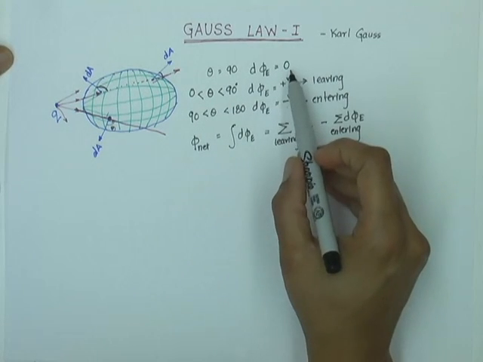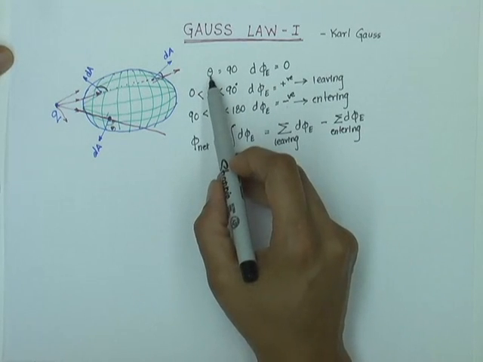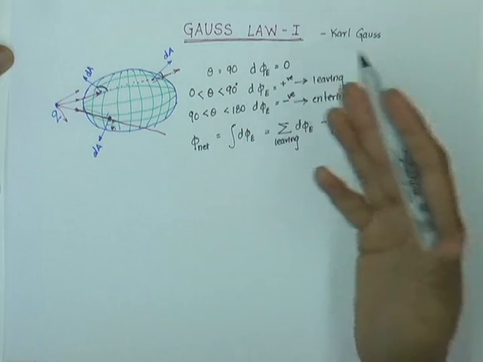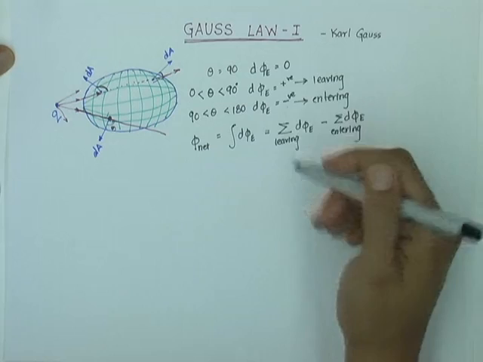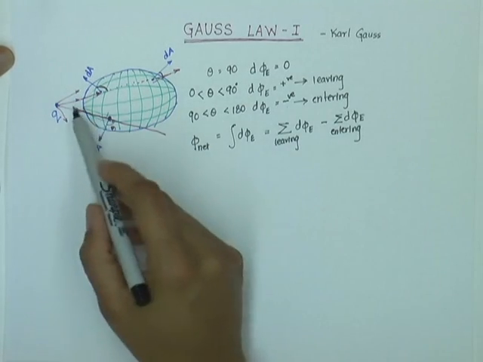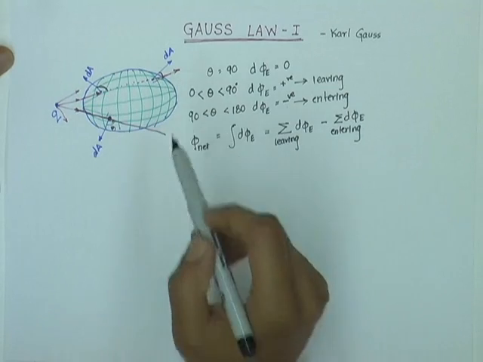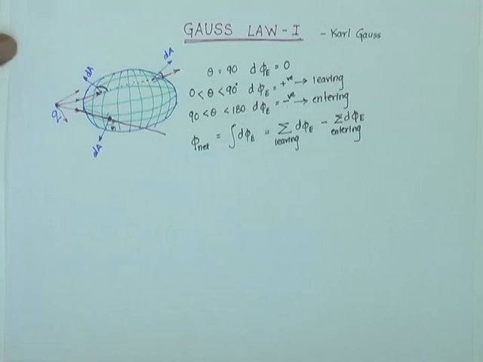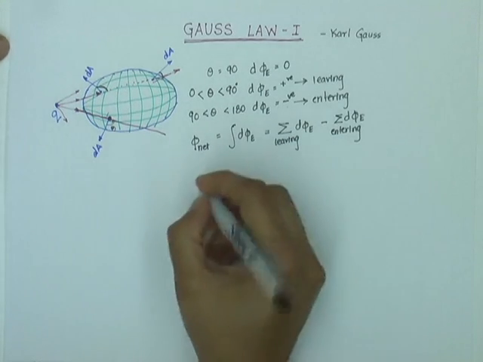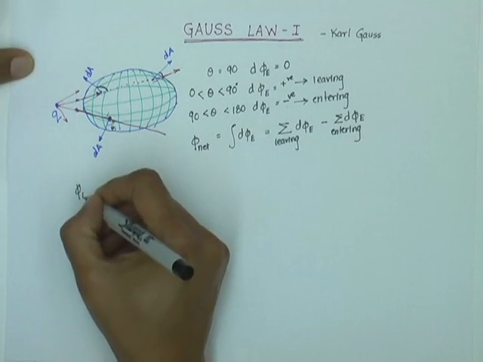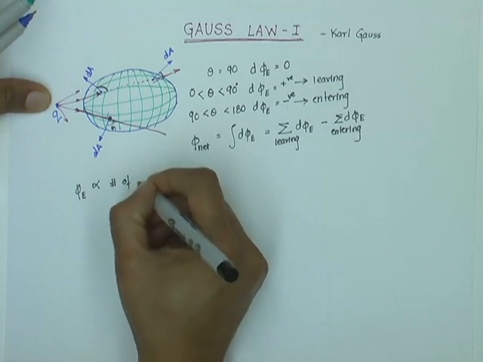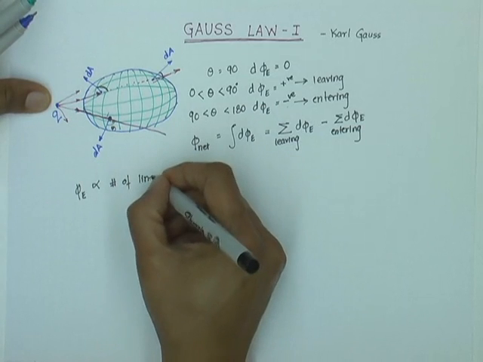And of course we ignore the elements at which theta is 90 degrees and the line is just glancing off, because the d phi e, and the summation of d phi e's over all those elements, is going to be 0. Now we just said that if a line is entering the surface, that line must exit the surface. When we were discussing electric flux in the last lecture, we said that the phi E over any surface is proportional to the number of lines intersecting that surface.